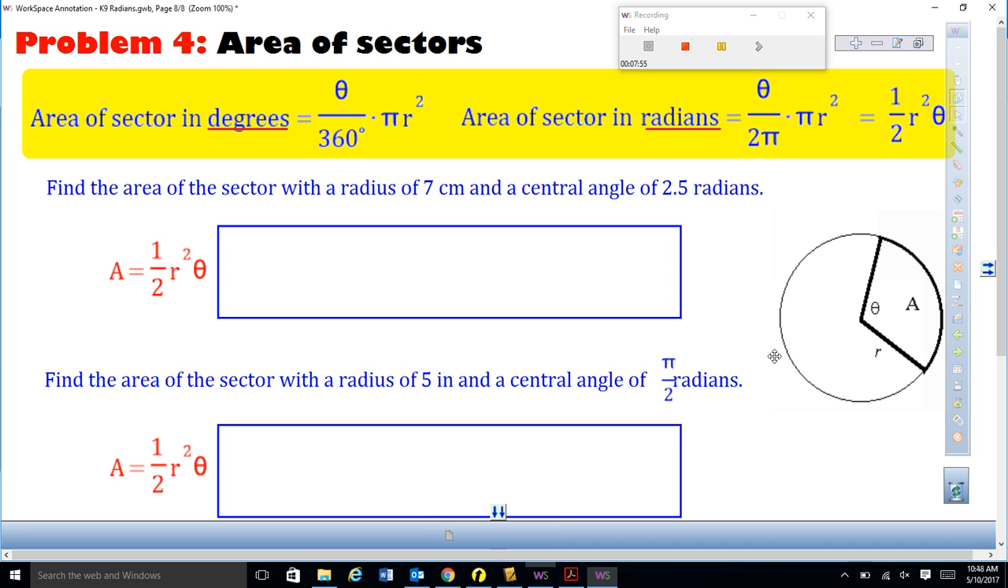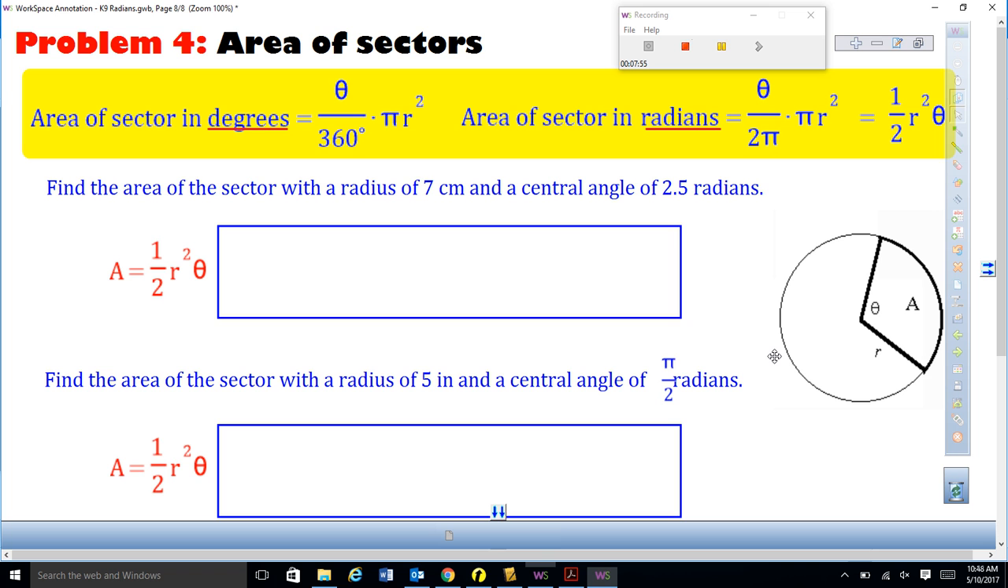Area of sectors. The area of a sector in degrees is theta divided by 360 times pi times r squared. Pi r squared, remember, that's our area of an entire circle. So again, a sector is just a portion of our circle. The area of a sector in radians is theta over 2 pi times pi r squared, which is also equal to half pi r squared times theta.